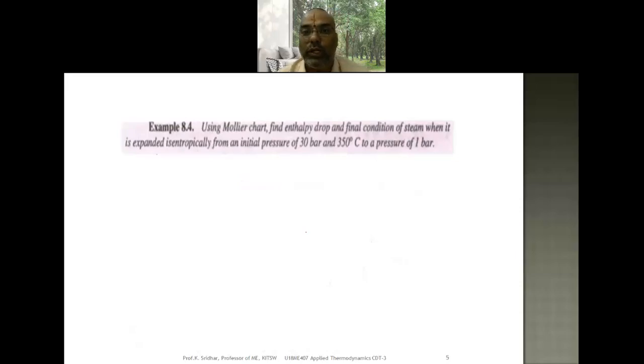Before going to that, let us solve one problem to familiarize ourselves with the usage of the Mollier chart. I will give you a fundamental problem based upon the Mollier chart. Please go through the problem. Using the Mollier chart, find the enthalpy drop and final condition of the steam when it is expanded isentropically from an initial pressure of 30 bar and 350 degrees centigrade to a pressure of 1 bar. That is, the expansion process is taking place according to the isentropic process, that is, the entropy remains constant during the process.